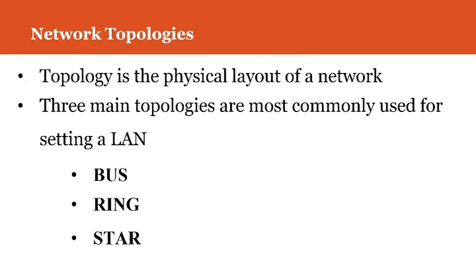Then we have also the network topologies. So network topologies, topology is the physical layout of the network. So it is the schematic description of a network arrangement connecting various nodes, we have the sender and the receiver through lines of connection. So there are three main topologies commonly used for setting a LAN. We have the bus network, the ring network, and the star network.